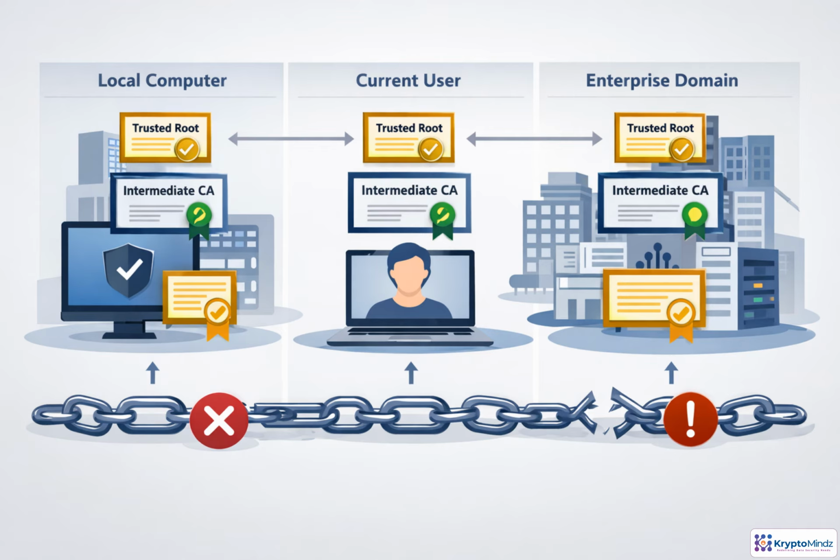Windows separates trust into different stores so it can answer 3 questions: which certificate, at what level, and for whom. Root CAs belong in trusted root. Intermediates go in intermediate certification authorities. Then you choose the scope: local computer, current user, or domain. Many chain failures come from roots or intermediates imported into the wrong store, or installed only for the user when the computer or entire enterprise actually needs them.